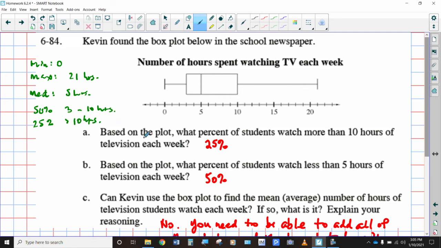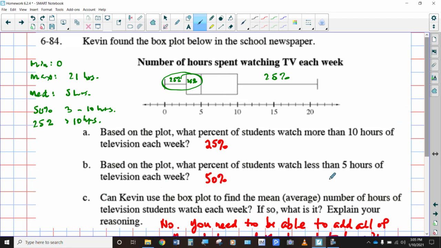Okay, so now let's read through some of the questions. And it looks like I've already addressed some of them. Based on the plot, what percent of students watch more than 10 hours of television? Well, that would be this sector right there. That's 25%, right? That watched more than 10 hours. That's what we said there. Based on the box plot, what percent of students watch less? Okay, so this is 25 and this is 25%. So watching less than 5 hours would have been 50%.